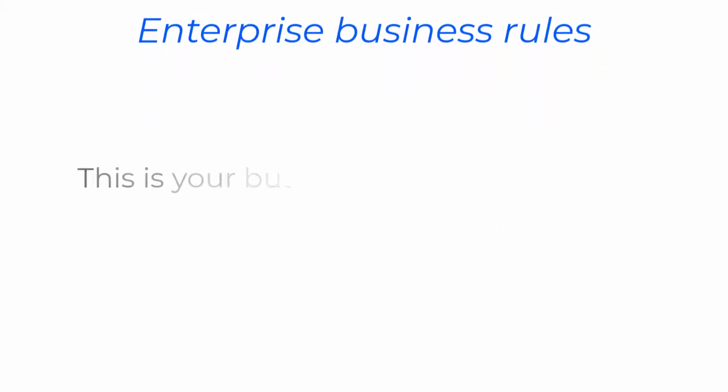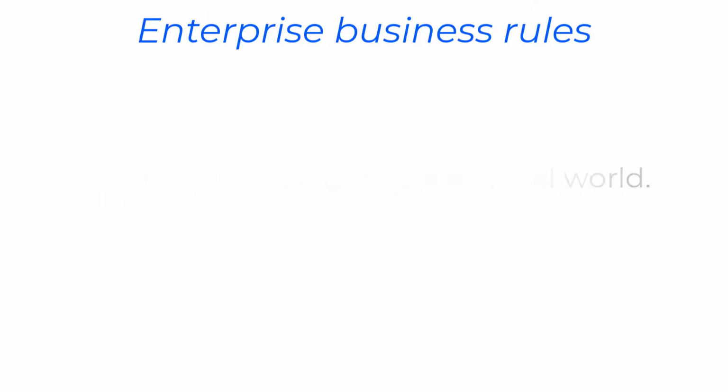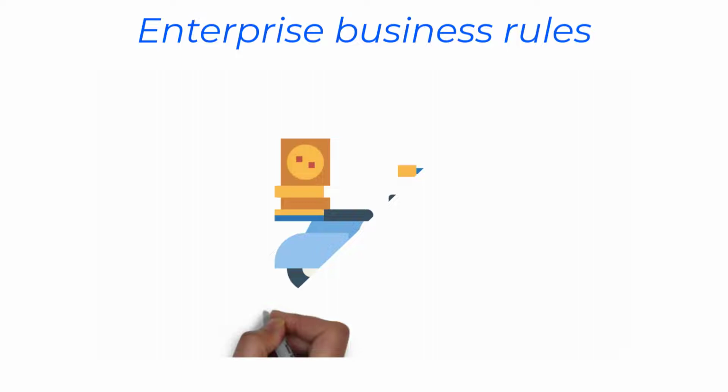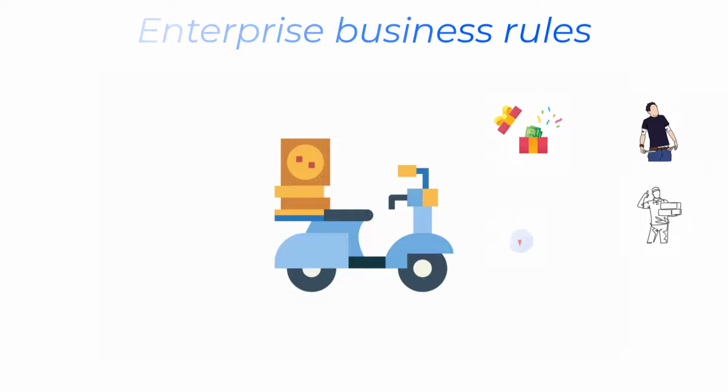Enterprise business rules. This is your business policy in the real world. Let's imagine you want to start your startup, your business, which is food delivery. Then you think it will have some features, like applying a discount for any user who is poor, and rewarding shippers if they work hard enough. So these ideas, if they come true, will be your enterprise business rules.